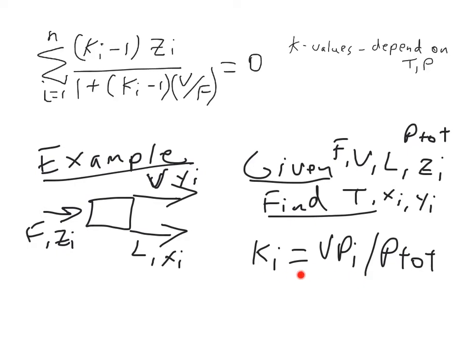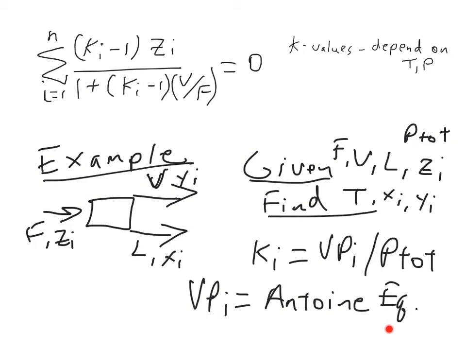So here, assuming that Raoult's law applies, the K values are dependent on the vapor pressure and the total pressure. If I know the vapor pressure of species i, I just divide it by the total pressure and I get the K value, assuming Raoult's law applies. How do we get the vapor pressure? Well, we can use Antoine's equation, which is simply a function of the temperature. So if I know the temperature, I calculate the vapor pressure from Antoine's equation, plug it back in to get a K value, I know the total pressure since it's given, and then I can plug it back into here and see if it satisfies this equation.